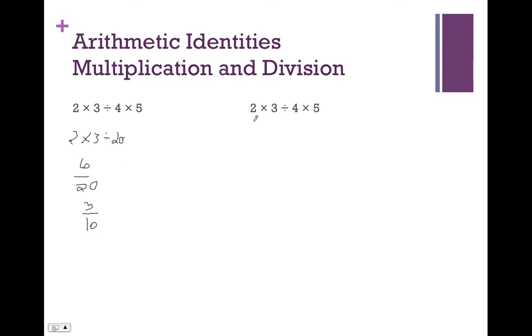Now I'm going to perform the calculation over here in the same order, only this time I'm going to use the multiplicative inverse. So I'm going to change the division by 4 into its multiplicative inverse. So we have 2 times 3 multiplied by the inverse of 4, which is a quarter, and then multiply that by 5.